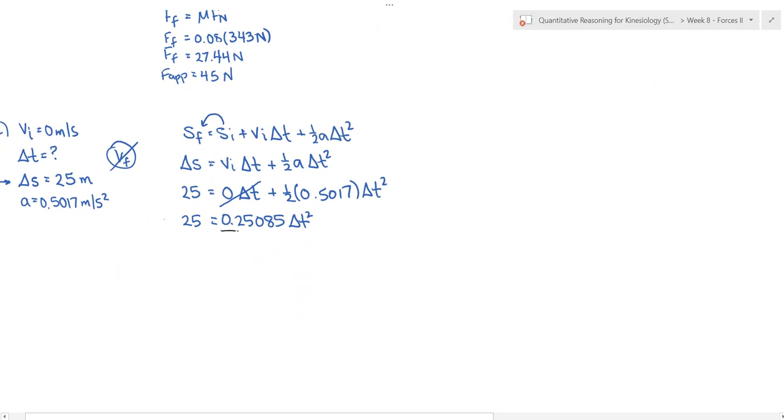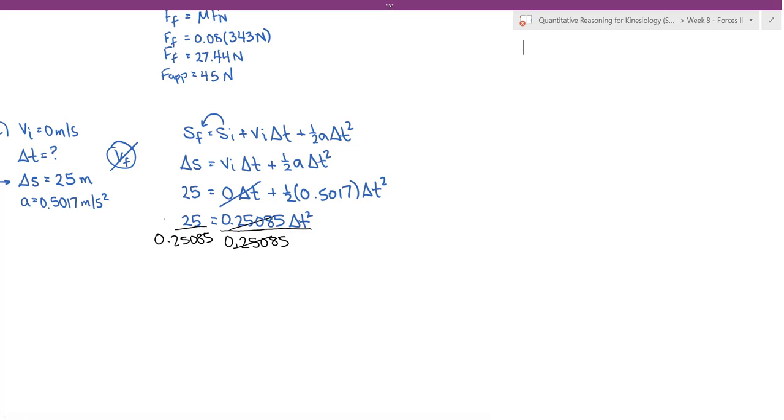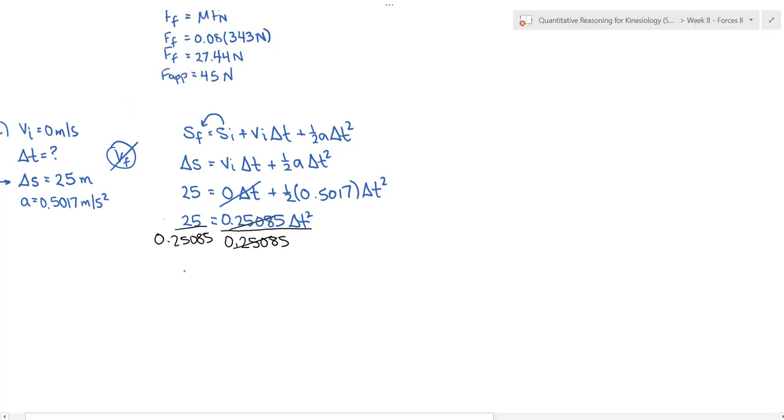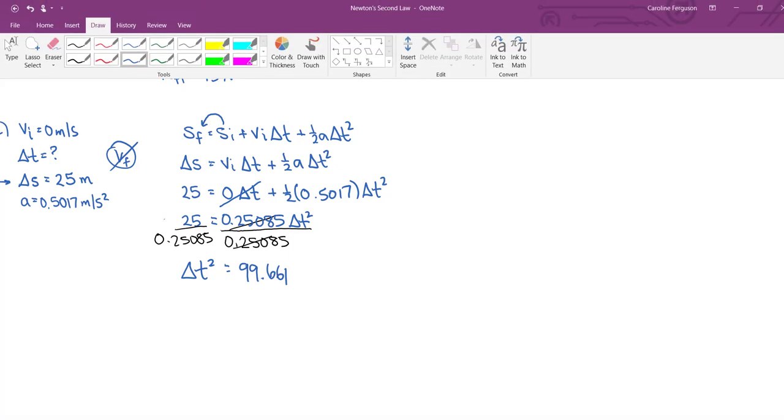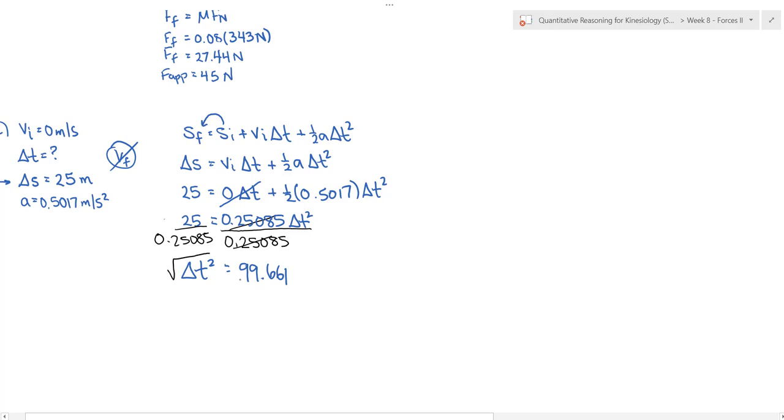I'm trying to solve for delta t, so I want to divide both sides by that decimal there. So they cancel out, and now I'm left with delta t squared on the right side, which I'm just going to move over to the left side, equals 25 divided by 0.25085, and I get 99.661. Now I want to get rid of the squared, so I'm going to square root both sides, remembering that plus or minus goes in front.